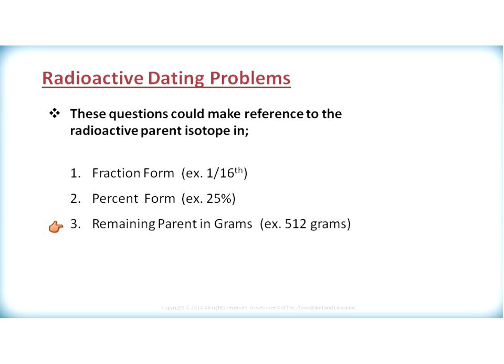The third type of problem we will look at is the remaining parent in grams. For example, if we have 512 grams of parent remaining, and we know the initial amount of parent that was in the sample at the beginning, we can determine the number of half-lives. Also, if we know the number of half-lives, and we know a sample originally had 512 grams, then we can find the amount of radioactive material that remains after a given number of half-lives.